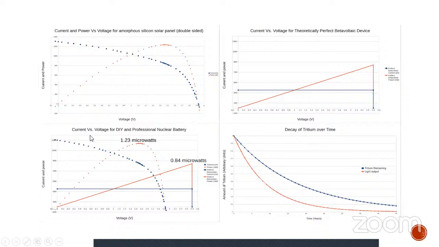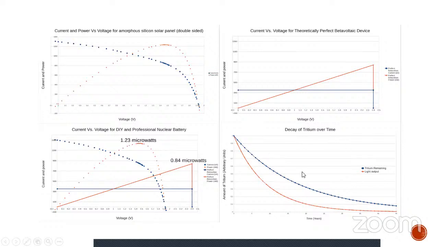This is the current versus voltage graph for a professional nuclear battery, or we can say the ones we can actually make at home to experiment or in our labs. So we will have these figures. For the perfect beta voltaic, we'll have around 1.23 microwatts and 0.84 microwatts for the perfect one, and for the ones that we will be making, we will get around 1.23 microwatts.